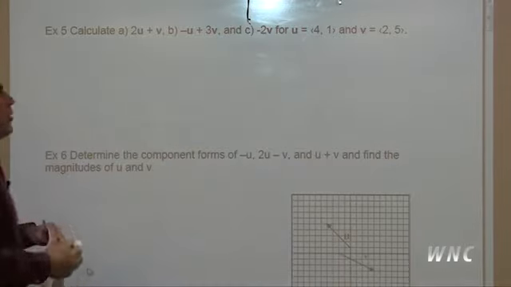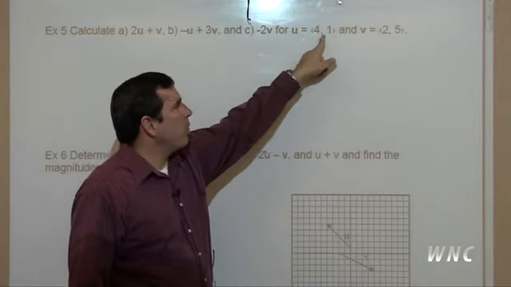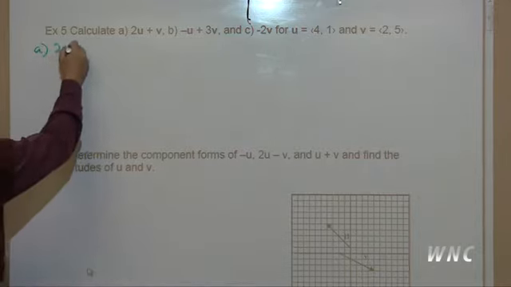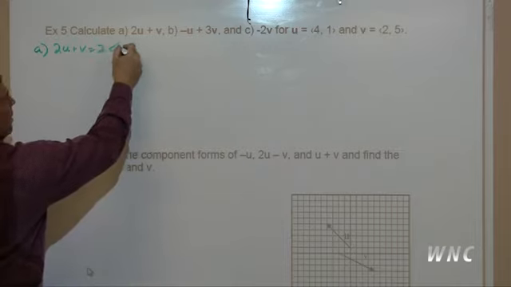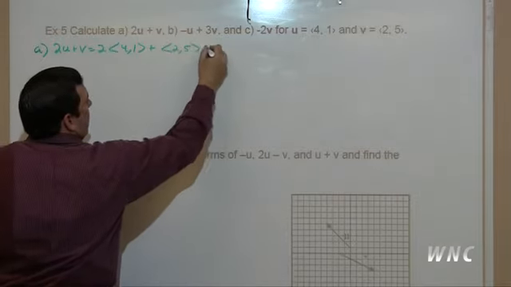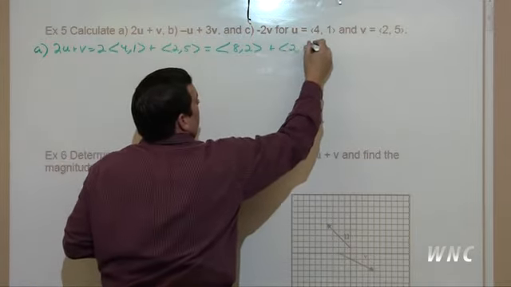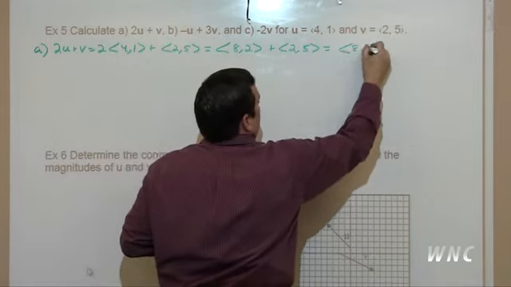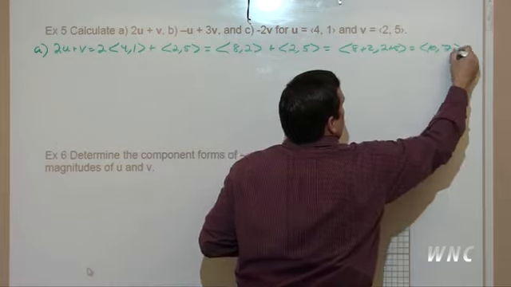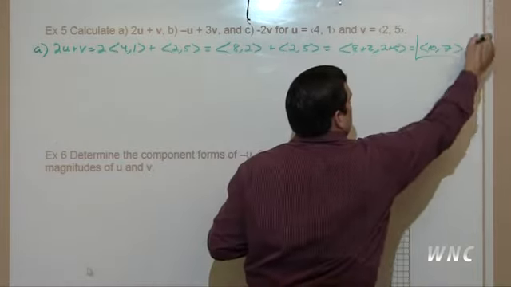Okay, calculate 2u plus v, negative u plus 3v, and negative 2v, for u being 4, 1, and v being 2, 5. So for A, we have 2u plus v. That's going to be 2 times 4, 1 plus 2, 5. So we're looking at 8, 2 plus 2, 5. So we're looking at 8 plus 2, comma 2 plus 5, or 10, 7. That's our final answer there. I'll just circle it or box it in.